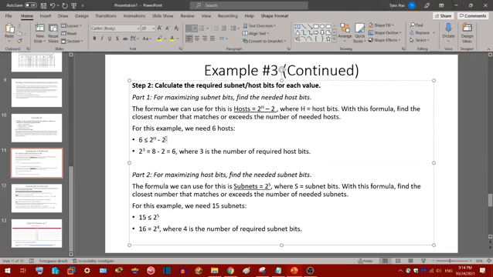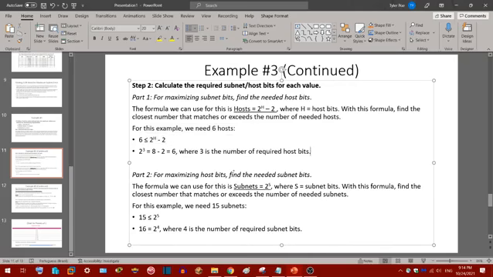You need to remember when you're dealing with hosts, you need to do minus 2. That accounts for the subnet ID and broadcast address. So we need 6 hosts. 2 to the third power equals 8. We subtract 2, we get 6. And the number we are concerned with is 3. 3 is the number of required host bits. So our answer for this question is 3.